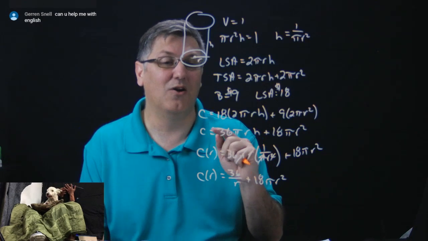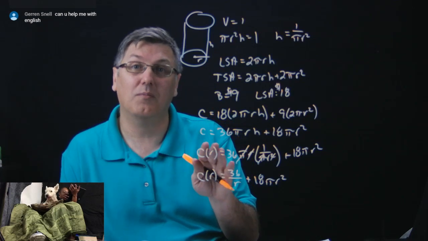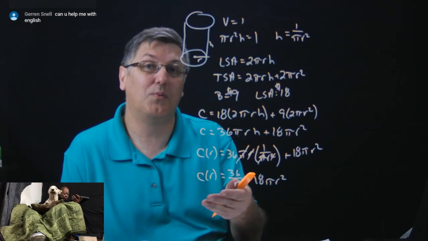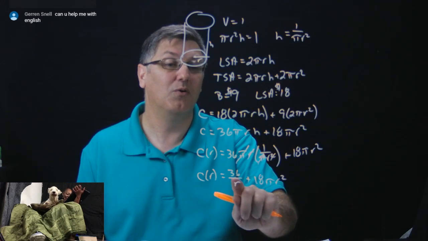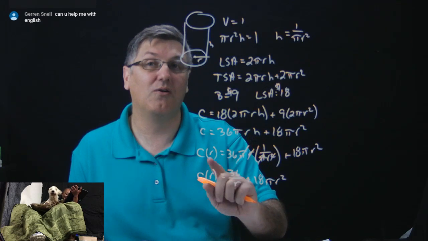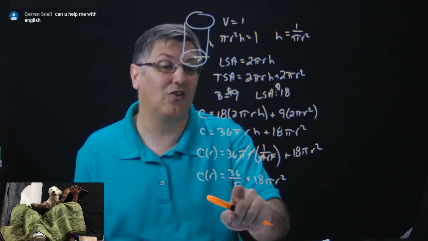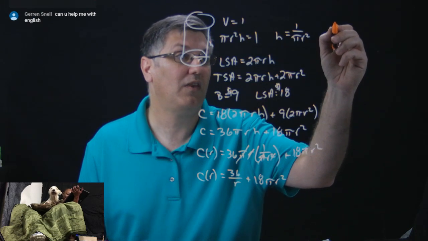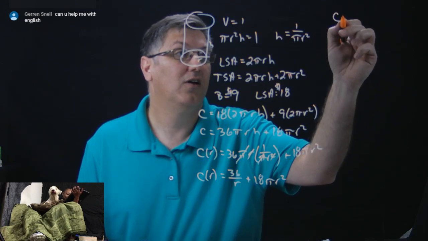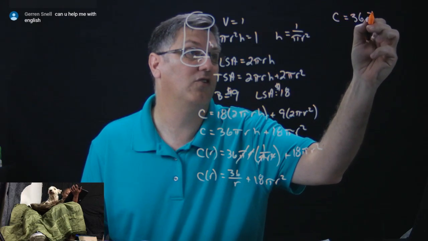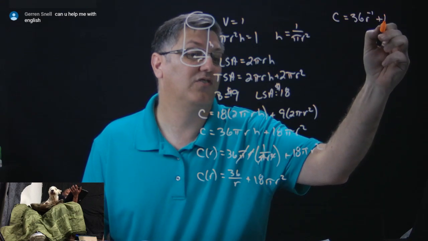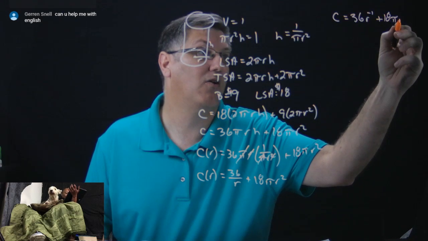All right, so from here, we need to minimize this. It says, what is your minimum cost? Because if you're in business, you want to spend as little as possible and charge as much as possible so you can have a profit. So we need to minimize this. So to minimize it, we're going to have to take the derivative. So I'm going to rewrite this in terms of exponents. I'm just going to write c equals 36r to the negative 1 plus 18 pi r squared.